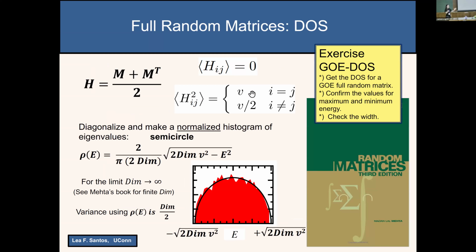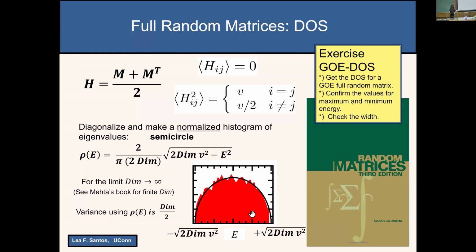Okay, so you have the matrix and you ask your code to diagonalize it and give you the eigenvalues. And then with these eigenvalues, you make a histogram, you make a distribution. You're going to get this figure. And the envelope that I put here is a semicircle, and the equation is there. This dim that I wrote here is the dimension of the matrix that we built. You can check that you really have this shape and that this equation fits your distribution well.